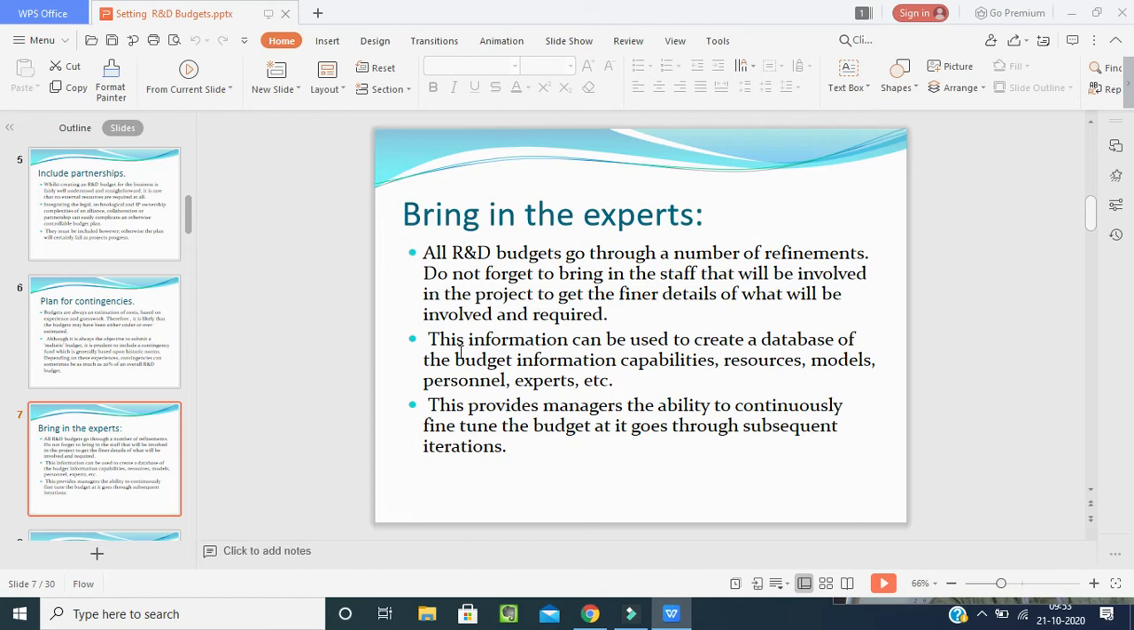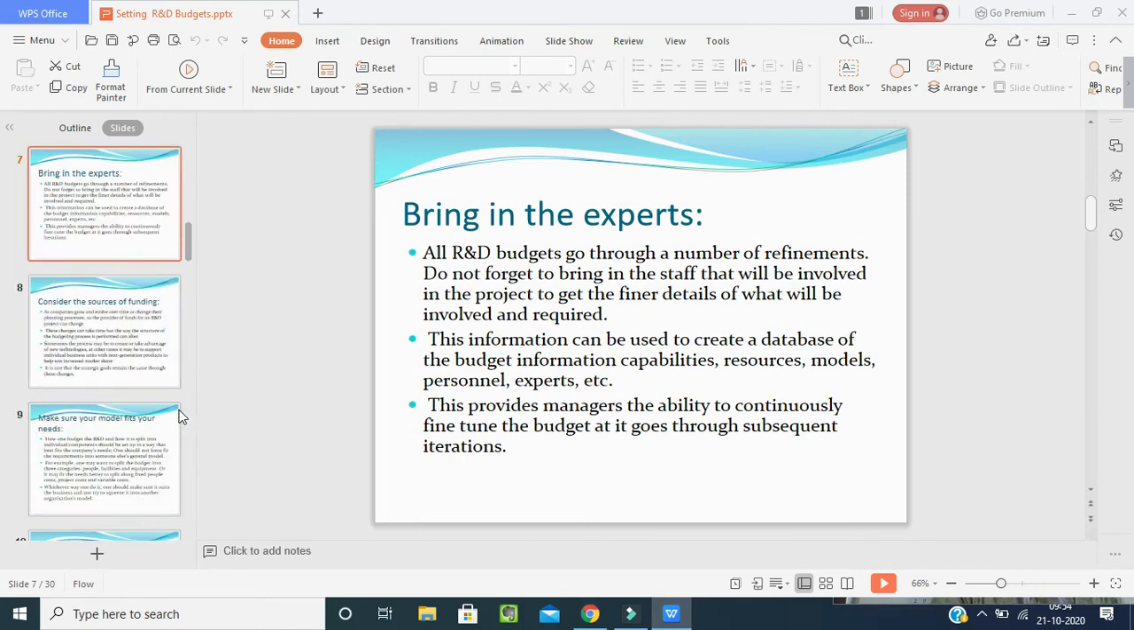Not only that, do not forget to bring in the staff that will be involved in the project to get the final details of what will be involved and required. That means a number of expert people are needed for our company organization. That means the staff should be well organized and experienced for taking the final decisions. So this will help us in setting the budget.